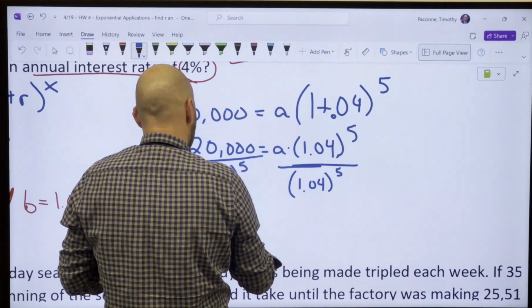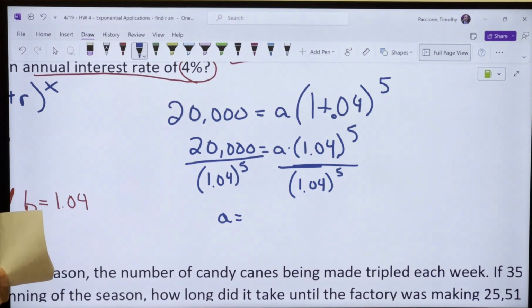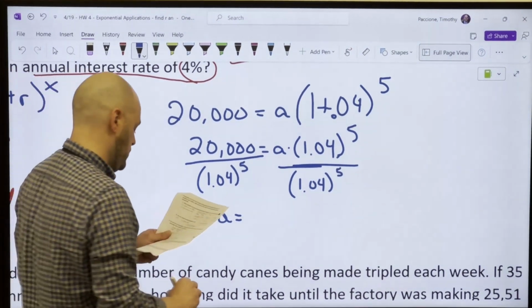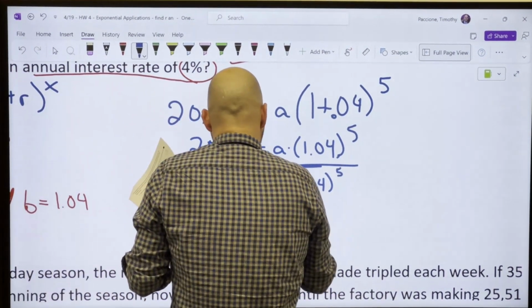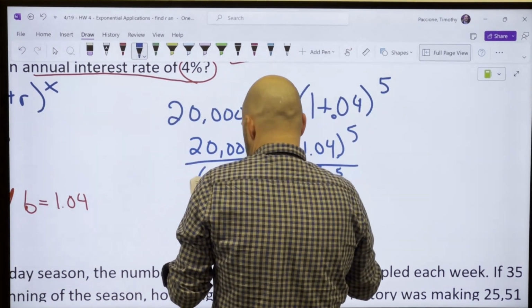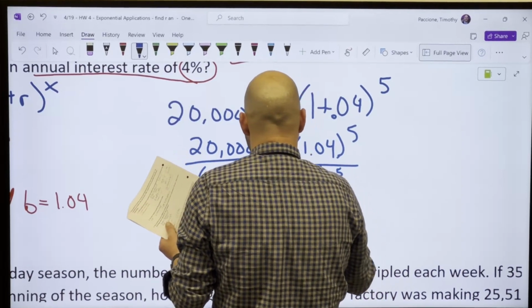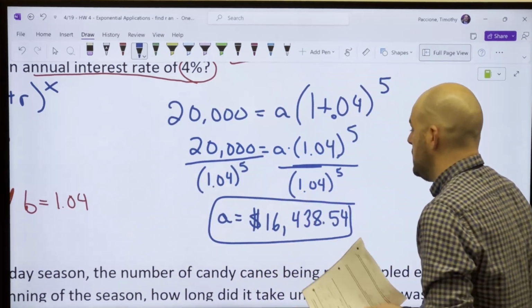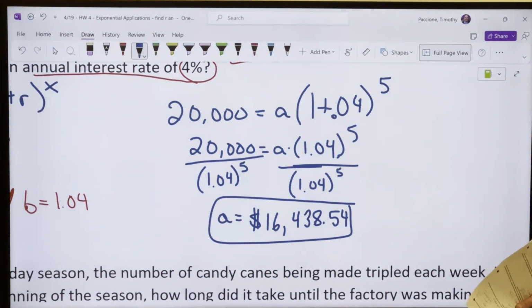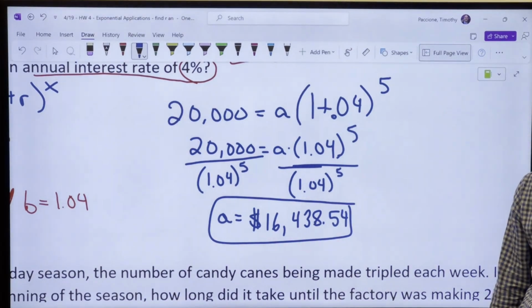Throw that all in my calculator: 20,000 divided by 1.04 to the 5th, enter. And I get $16,438.54. So that is the amount he would have to invest if he wanted to grow over 5 years to 20,000. You notice it's not that much more. He doesn't get that much more because he's only growing by 4%, and that's what you get if you only give him the money for 5 years.